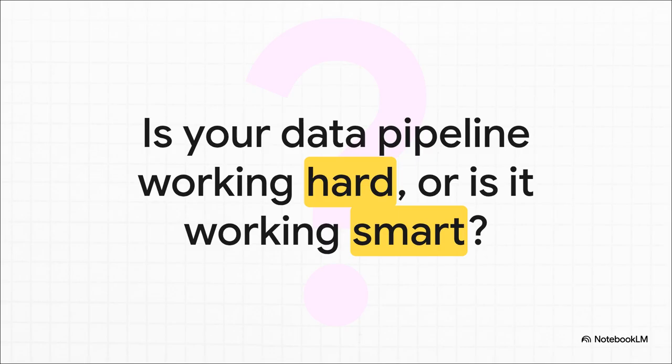So I guess I'll just leave you with this one question to think about. Is your data pipeline working hard or is it working smart? Because a simple polling pipeline, that thing is working hard. It's noisy, it's inefficient, it's kind of dumb. But the hybrid pattern, that's working smart. It's adaptive, it's resilient, and it's respectful of your systems. It's just a smarter way to build.